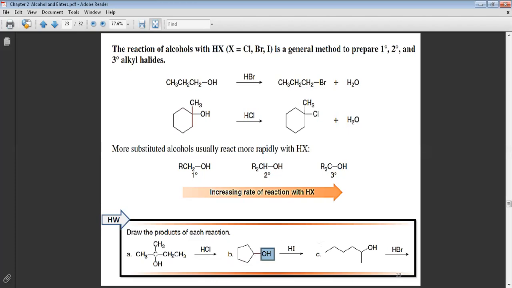Look at this alcohol, also a secondary alcohol, so it will also react by the SN1 mechanism. To give what? Just remove the OH and put Br, plus H2O. The OH will be removed with the hydrogen as an H2O molecule.